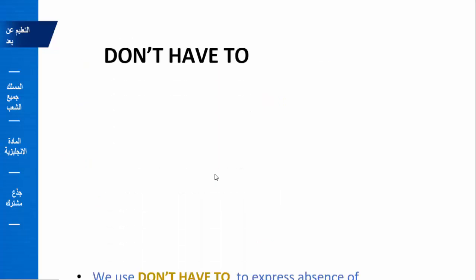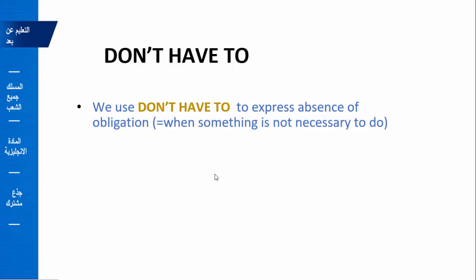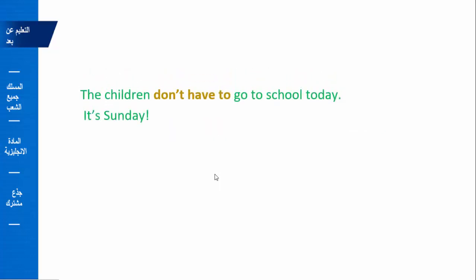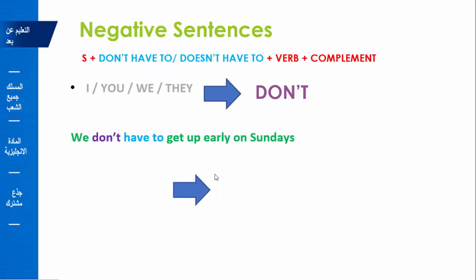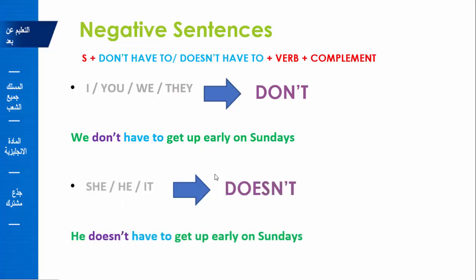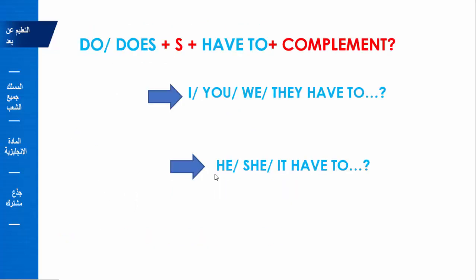Don't have to, we use it to express absence of obligation or necessity, when something is not necessary to do. Like, the children don't have to go to school today, it's Sunday, so on Sunday there is no necessity. I mean, it's not necessary to go to school. So she doesn't have to eat all the fruits or all the types of fruits. Negative: subject plus don't have to or doesn't have to plus verb plus complement, like this. I, you, we, they, of course, don't. We don't have to get up early on Sundays. And doesn't for he, she, it. Of course, he doesn't have to get up early on Sundays.